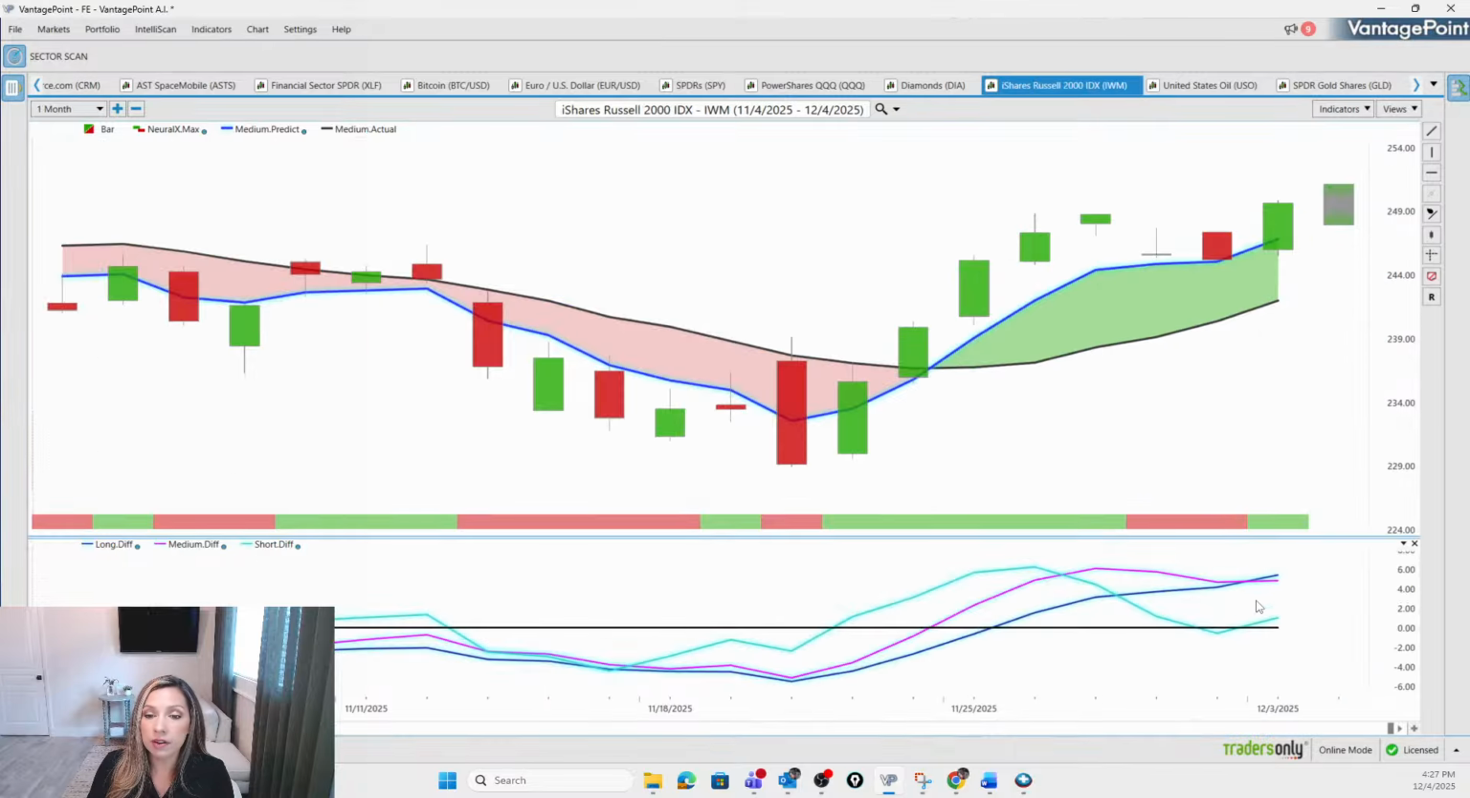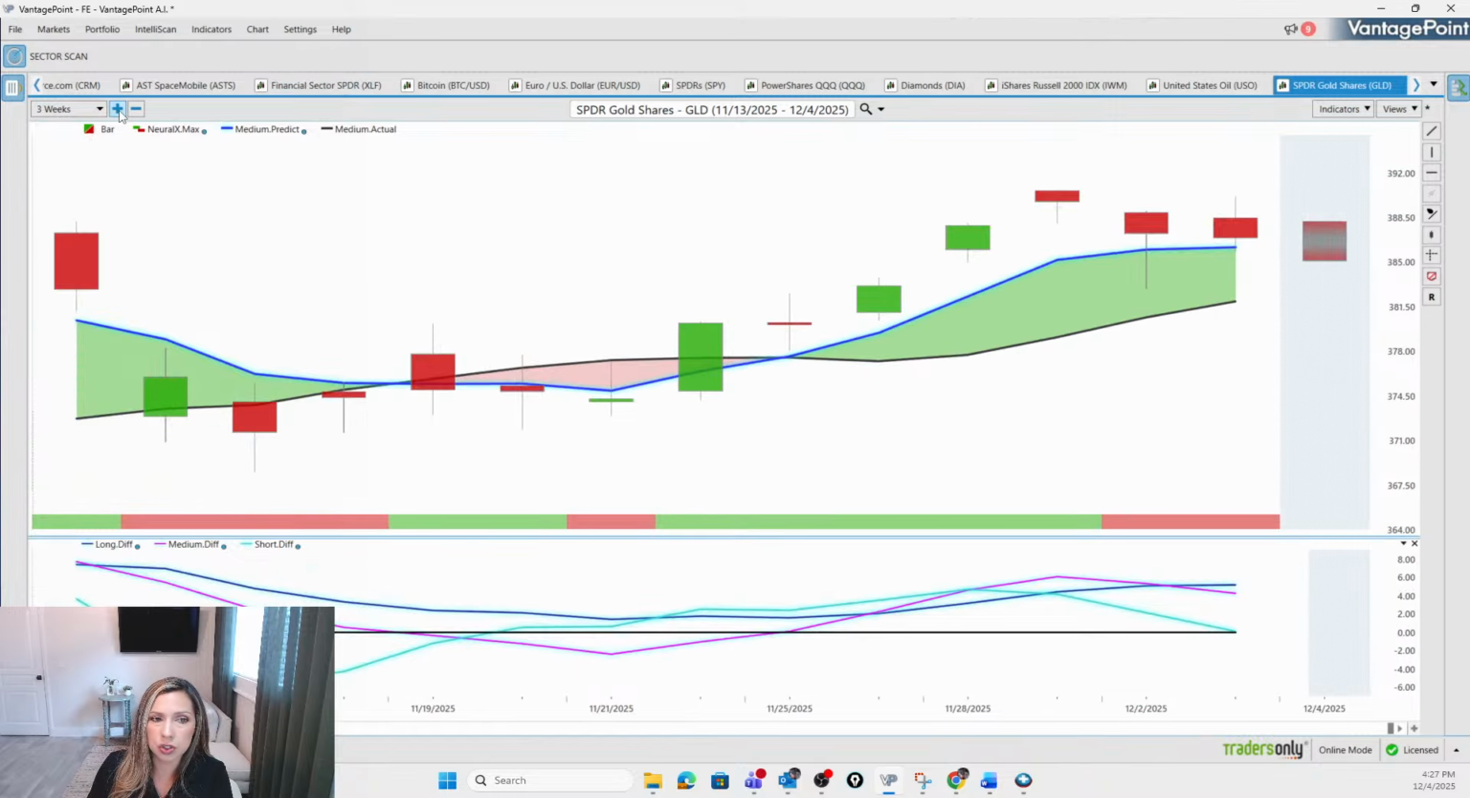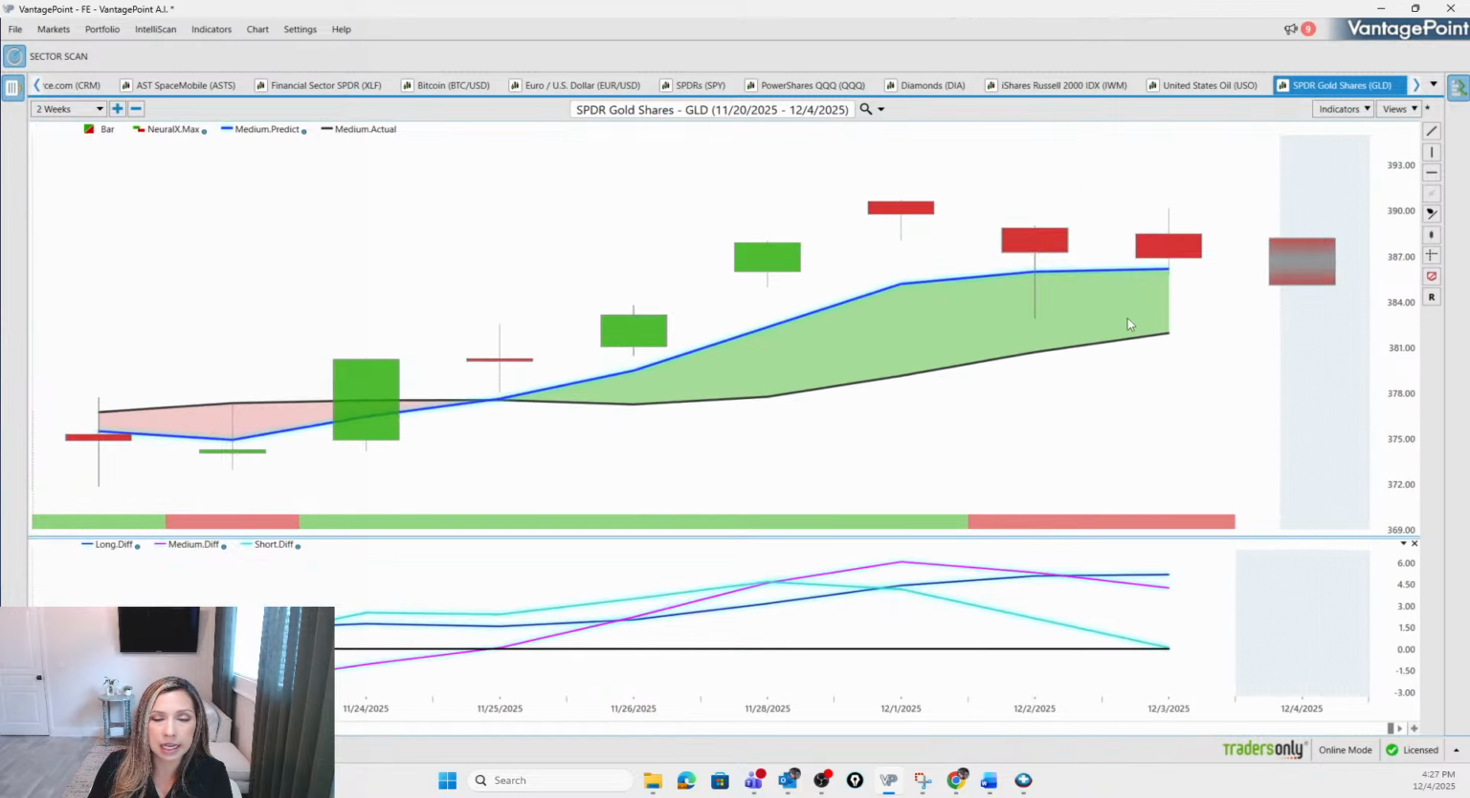We can see very similar makeup here with the Russell. And then, of course, we could look at US oil. We could look at gold. Someone had asked specifically for gold, so I'm going to jump over to gold here. And again, let's just zoom on in so you guys can see very closely where we're at. Now, we do see some additional weakness in gold here. Now, is anyone seeing where we're looking at that?